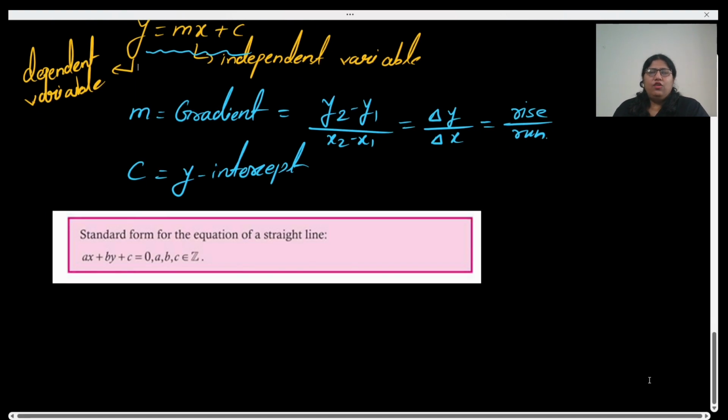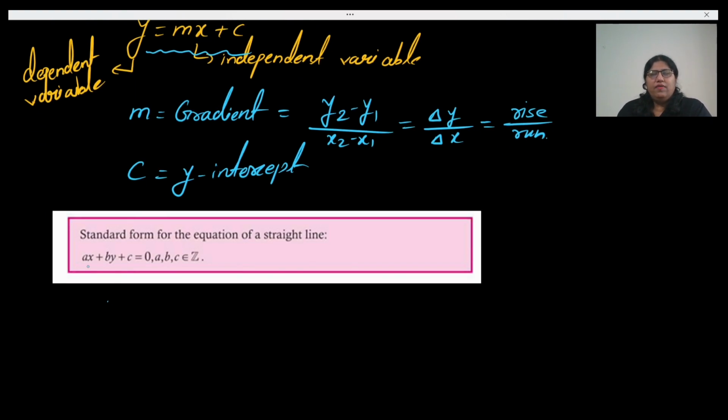What is the standard form? Here you will see always ax plus by plus c, which is 0, where a, b, c are integers and x and y are the variables, right? Now, let me take one example here where you will form the linear equation, right?